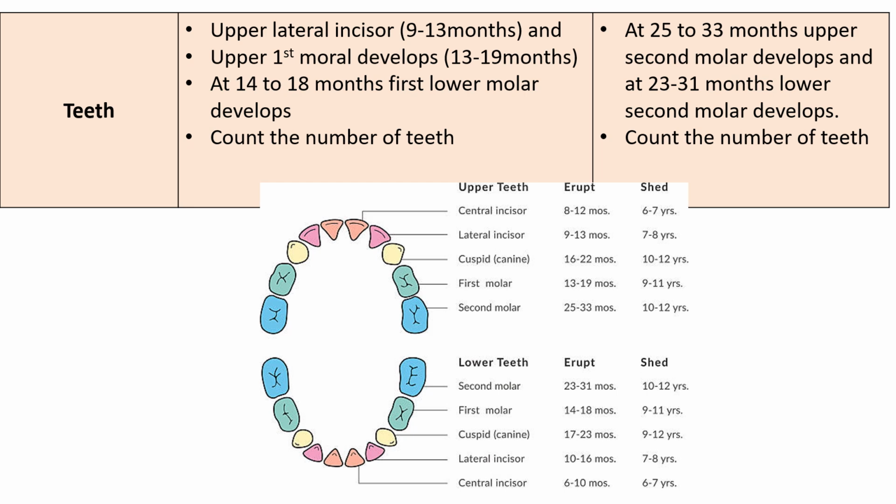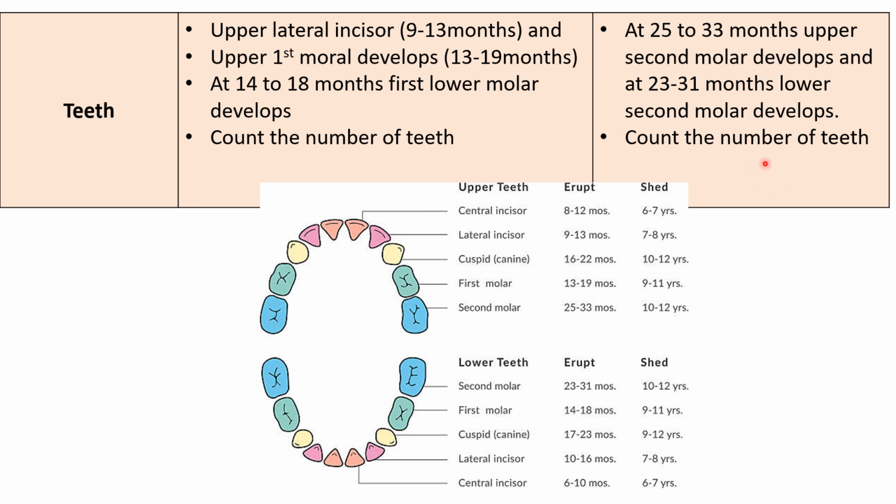Moving on to the dentition, till 30 months you can see the upper lateral incisors. You can see this in the pictures also. From 9 to 30 months the upper lateral incisors have come, and also from 13 to 19 months the first molars have developed. From 14 to 18 months the first molars have come in the lower teeth. And also you need to count the number of teeth in the mouth of a toddler.